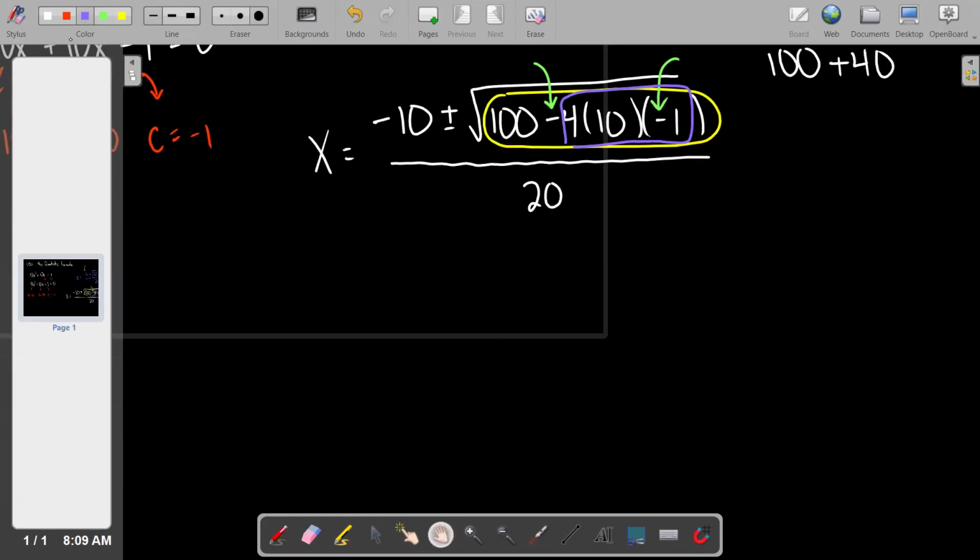So the quadratic formula cleans up quickly and nicely. We now know that x will be equal to the opposite of 10, so -10, plus or minus the square root of 140 over 20.